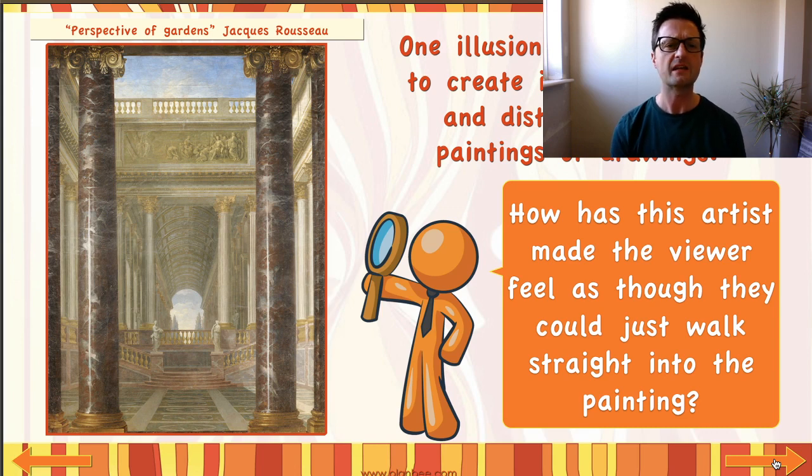How has the artist made the viewer, that's us, feel as though they could just walk straight into this painting? What have they done? Have a think now. And again, you can tell your partner or you can tell me on the chat. That's a lovely idea. Somebody's saying here that they might use lines. Lines might be important in these perspective pictures.